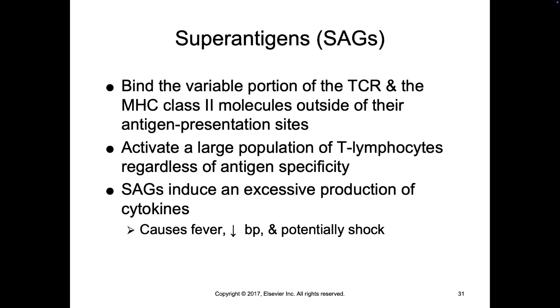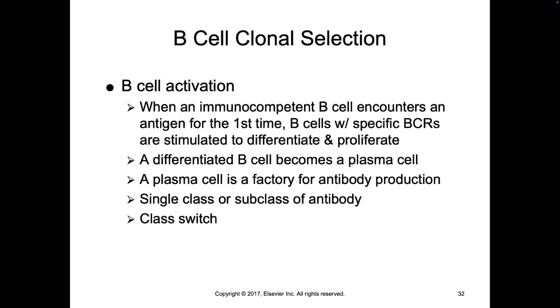Superantigens bind the variable portion of a T cell receptor in the MHC class II molecules outside their antigen presentation sites. They activate a large population of T lymphocytes regardless of their specificity and induce an excessive production of cytokines, causing fever, a drop in blood pressure, and potentially anaphylactic shock. So this is one of the strategies used by certain pathogens to produce disease, which is basically to distract the immune system to the point of damaging you, while the pathogen is able to go off and basically make its living.